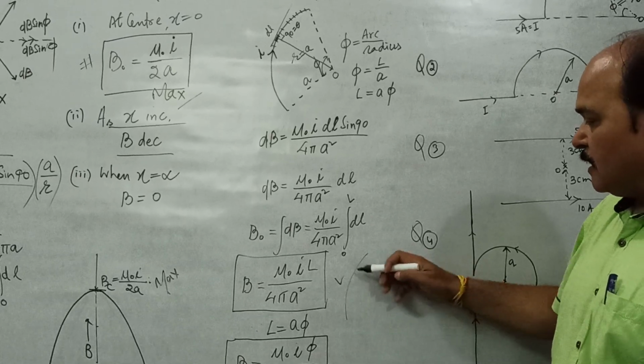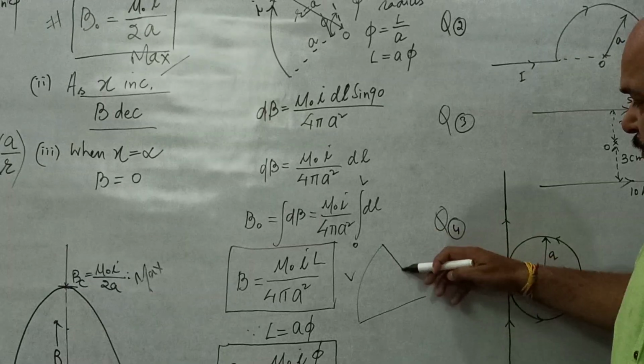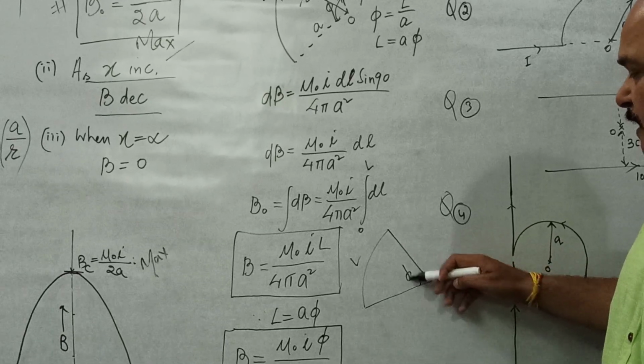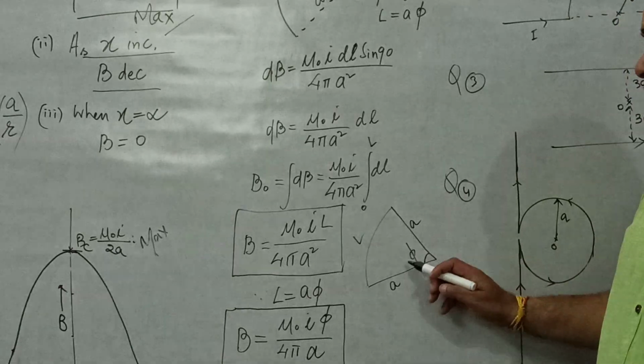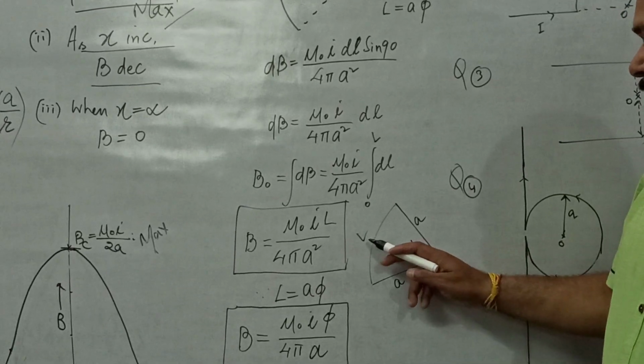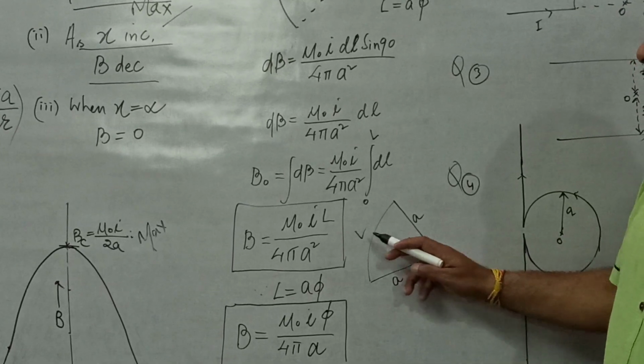This is arc L, and this is angle theta. This is angle phi, the angle subtended by the arc at the center. This is a. So phi is equal to L upon a. Phi is equal to arc upon radius.